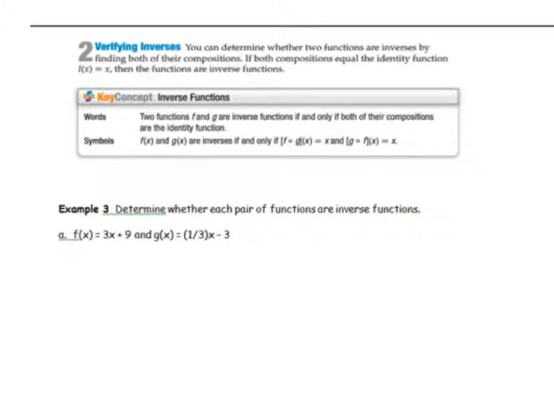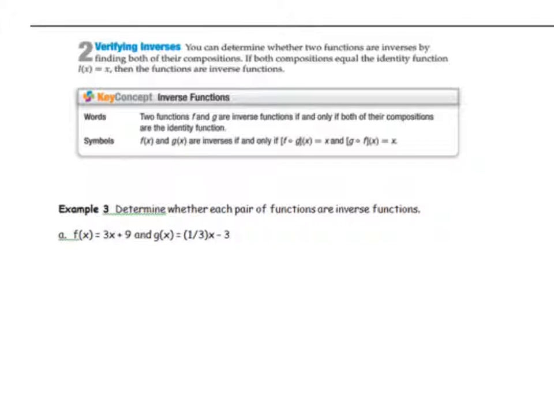Now the last thing we want to do in this video is verify whether two functions are inverses of each other. And honestly, the method that they talk about here is to find the composition functions and then show that both of the composition functions are equal to x, the identity.